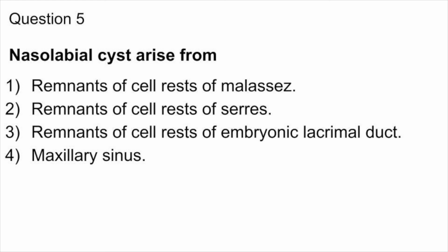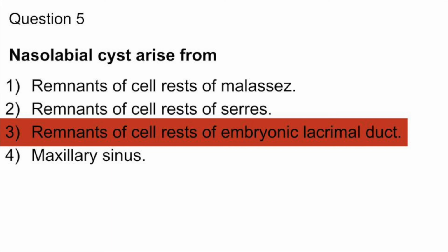Question 5. Nasolabial cyst arises from remnants of cell rest of malleus, remnants of cell rest of serous, remnants of cell rest of embryonic lacrimal duct, or maxillary sinus. The answer is remnants of cell rest of embryonic lacrimal duct.